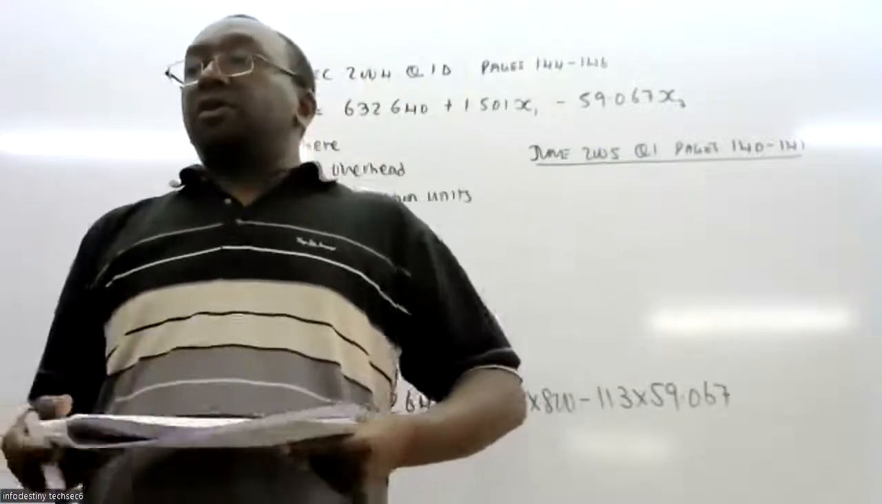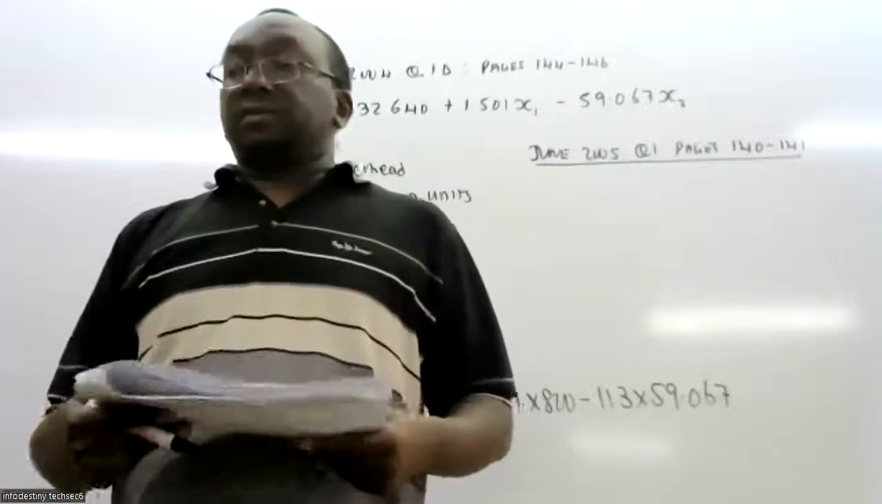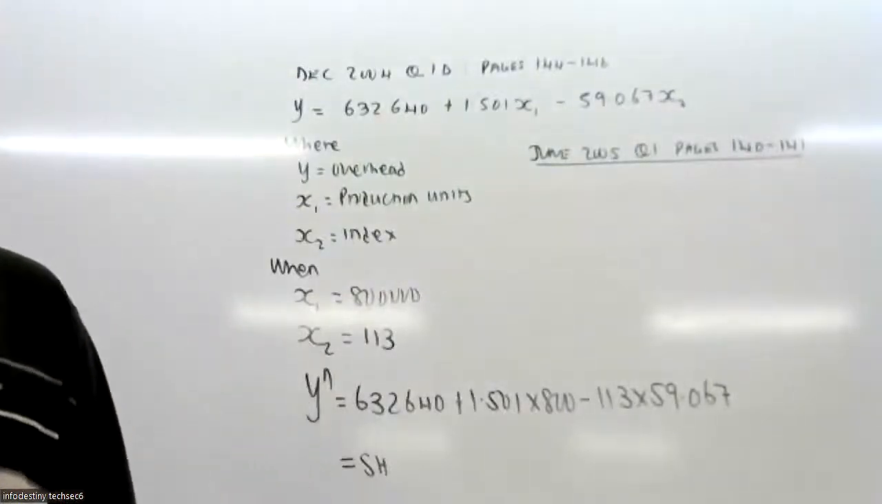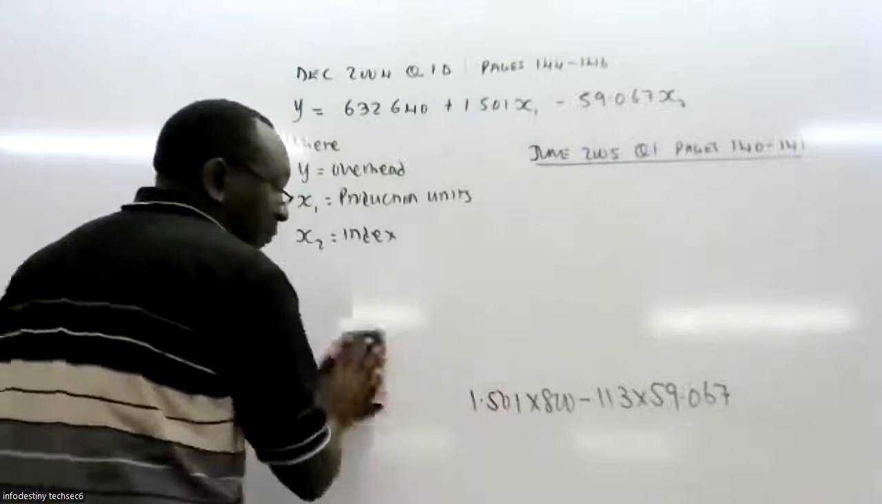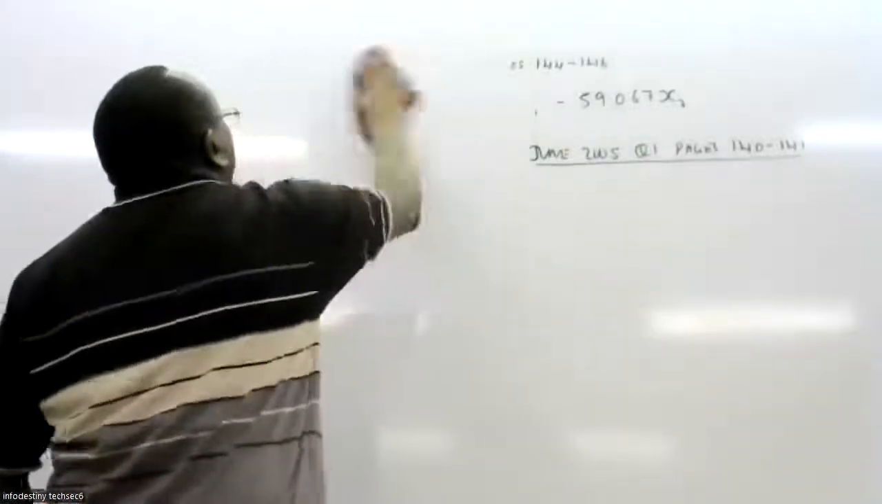Okay. So that it was about multiple regression. Let's now discuss simple regression. Simple regression. And write that this is where there is only one independent variable.